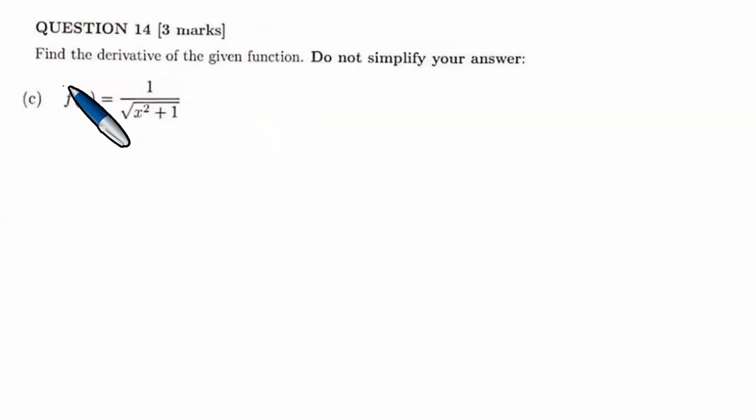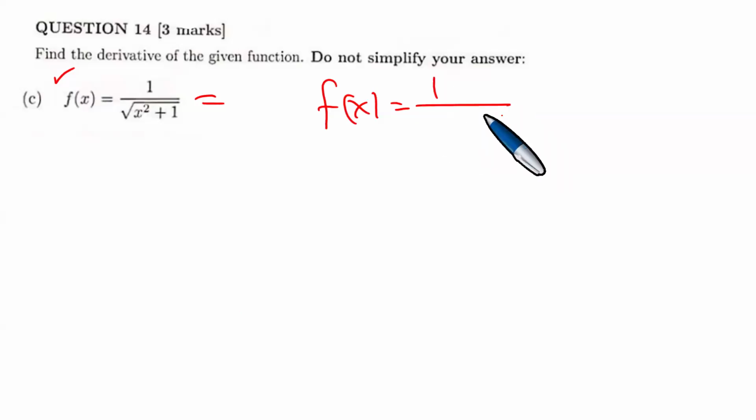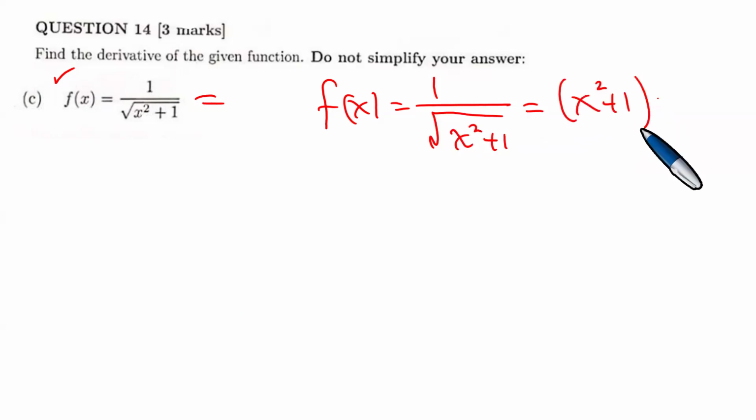In the next question, we look at C. Find the derivative of the given function. Do not simplify your answer. We already have f of x is this. So if it is 1 over the square root of x squared plus 1, which is x squared plus 1 to the minus 1/2, we need to find the derivative of this.